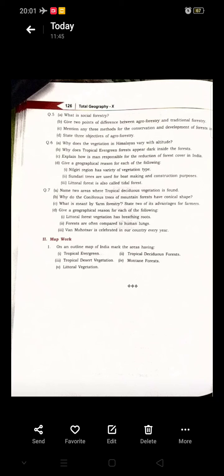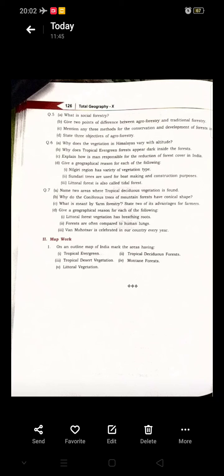Okay, next question we come to, question number 6d, second part. Sundari trees are used for boat making and constructional purpose because the wood of the Sundari tree is hard and very durable and can be used for these purposes. Third one, littoral forest is also called tidal forest. It is called tidal forest because it is found in the tidal creeks where tides are common. As such, littoral forest is called tidal forest.